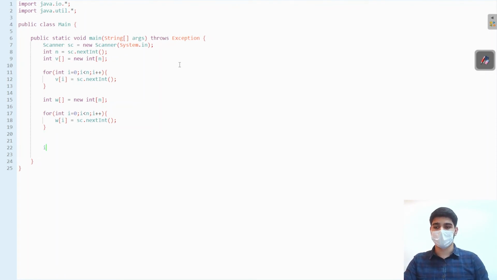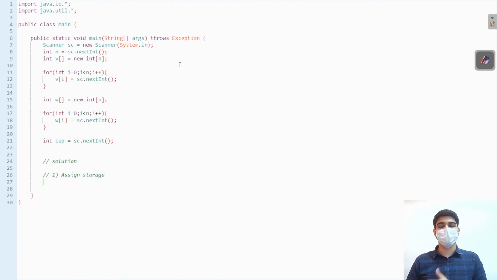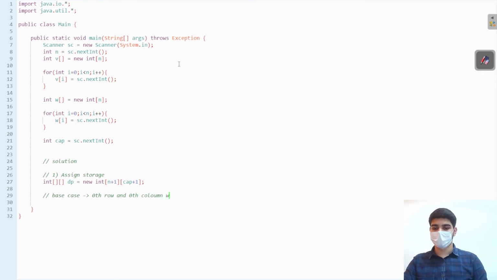Now, after the values and the weights, what I have is the capacity. So I would take cap as input, c.next. Okay, now that you have taken the input, what I will do from here is the solution. Very first step is to assign storage. What was my storage? My storage was a 2D dp integer array of size n plus 1 and capacity plus 1. So int dp is equal to new int n plus 1 cross cap plus 1, right? Now, what was my base case? My base case was that my 0th row and 0th column will be 0. As the default value in Java for all the integer spaces in the array is 0, we don't need to initialize that. So we can move forward and traverse.